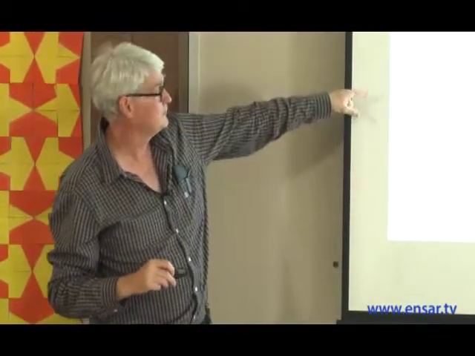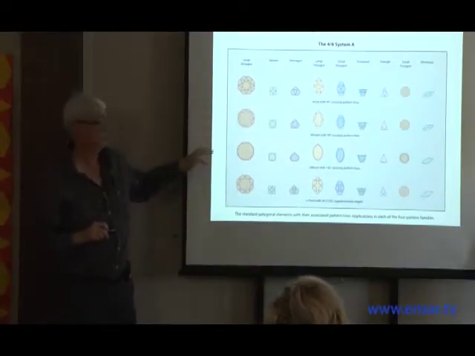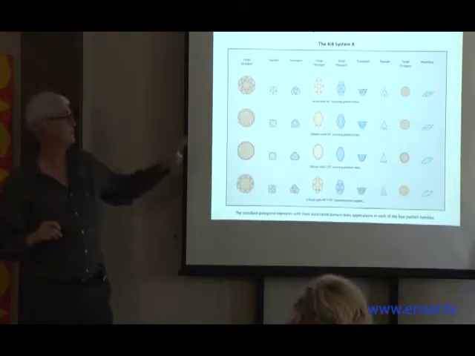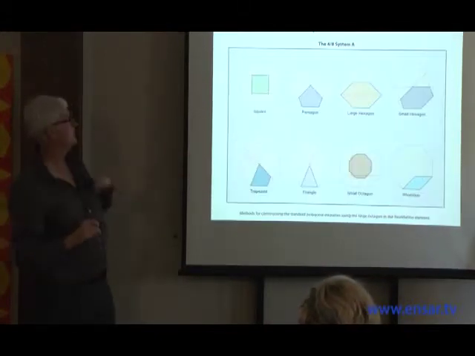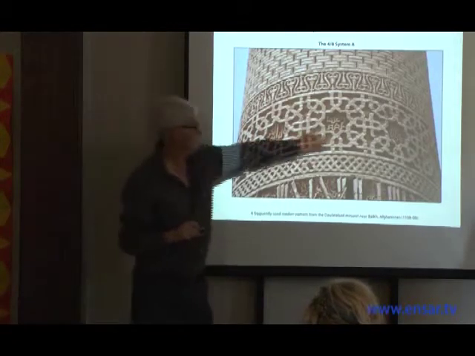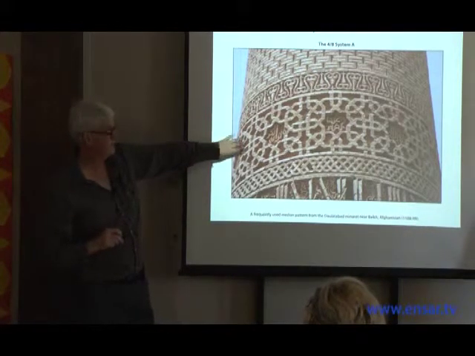Then I'll flick forward. This is the 4-fold system A. You have a sheet of this. These pieces will all go together in an infinite number of ways. They make beautiful patterns. That's how you can make the shapes. We don't need to bother. This is a beautiful example from Afghanistan of a pattern made from the 4-fold system A.